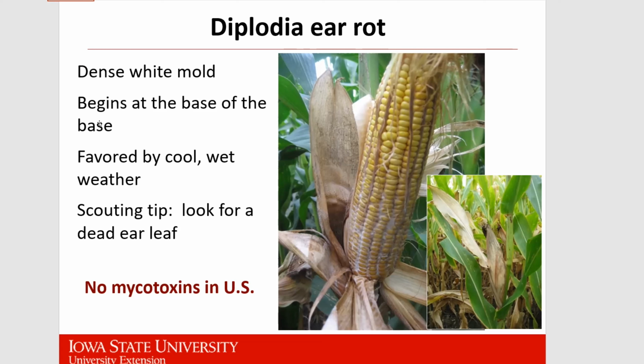A good scouting tip is if you see a dead ear leaf, you might be seeing some of this Diplodia ear rot.